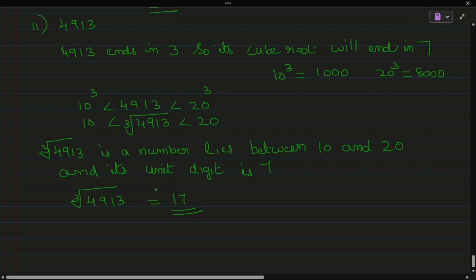So for any number, if you know the property, then you can easily find the answer. First we will do an estimation like this, between 10 cube and 20 cube, or 20 cube and 30 cube, 30 cube and 40 cube. That way we will first estimate the value between two known cubes. Then after that, using this property, we can find the answer.